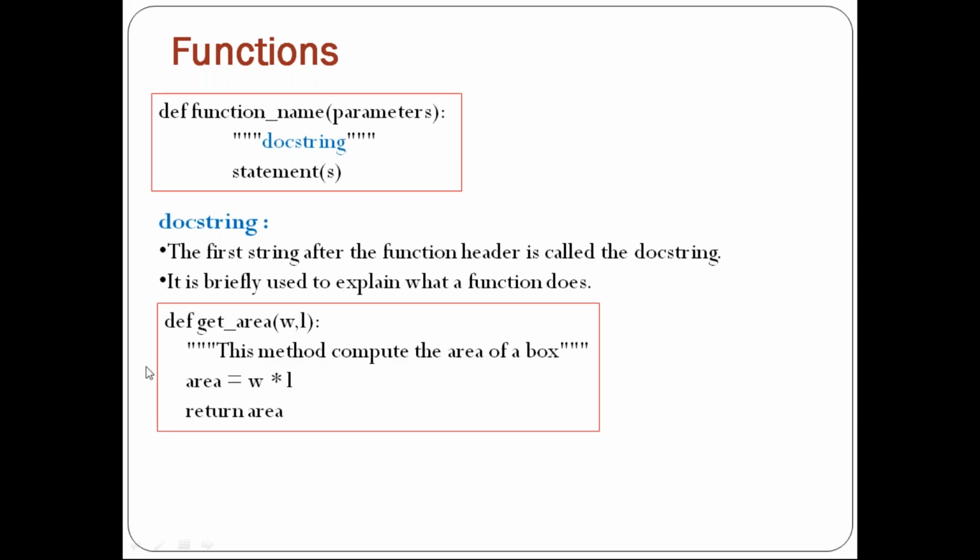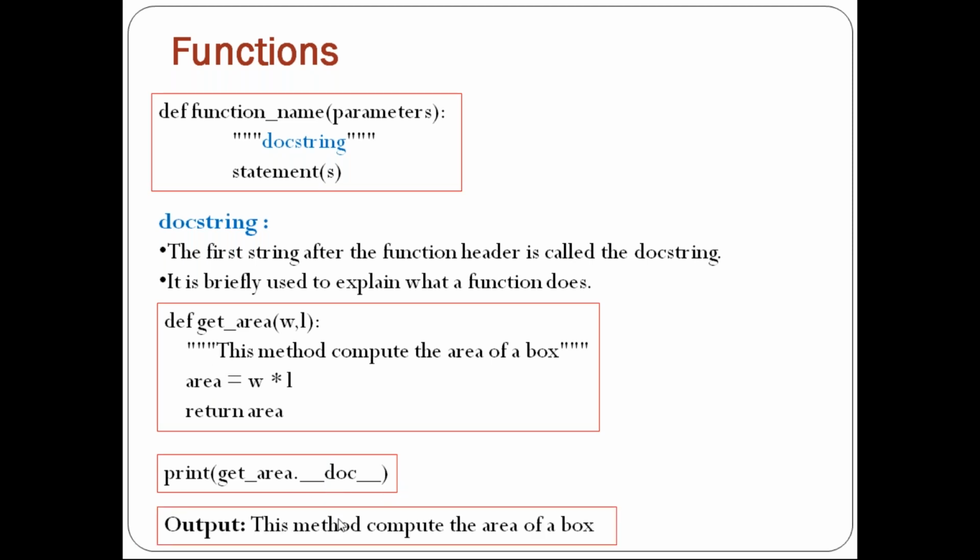Let us say I have written the method called getArea, which will be taking width and length as arguments, and I have written the doc string like this: this method computes the area of a box, and area is calculated like area equal to W into L, and returns area. And this doc string will be providing help to the users. In order to access this doc string, I will be using underscore underscore doc underscore underscore. When we print this one, we will be getting what this method is doing.